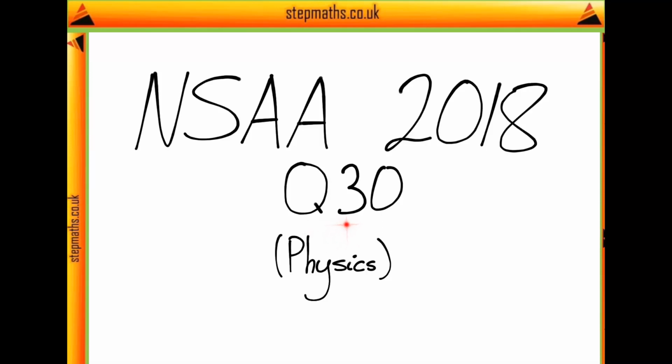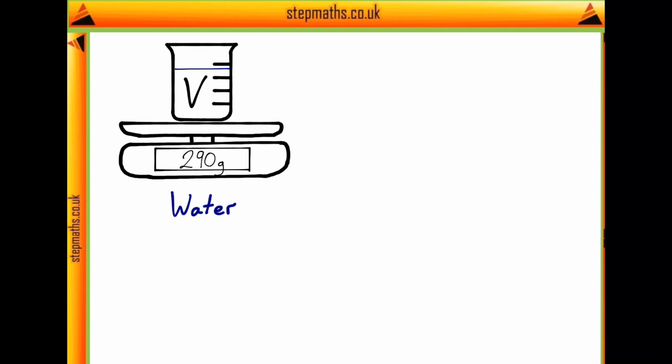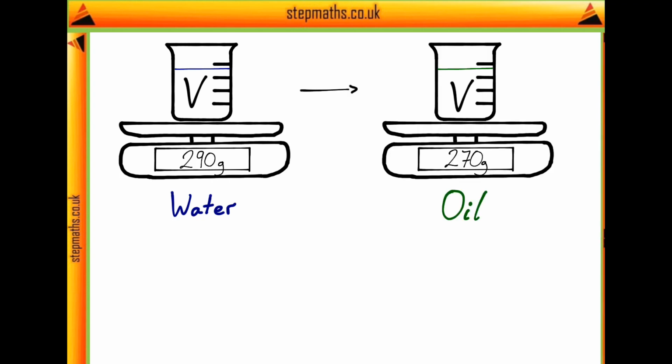Here we're going to look at question 30 from the NSAA 2018 paper. In this question, we're told that we have a beaker and fill it with a volume V of water. We then weigh the beaker with the water inside it and find the combined weight of the beaker and water is 290 grams. Next, we remove the water from the beaker and fill it with the same volume V of oil. The combined mass of the oil and beaker are 270 grams.